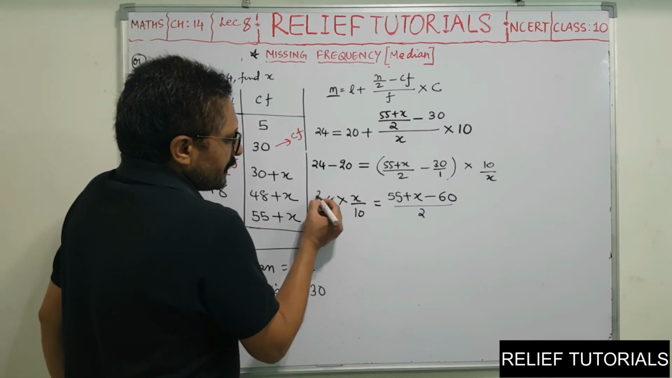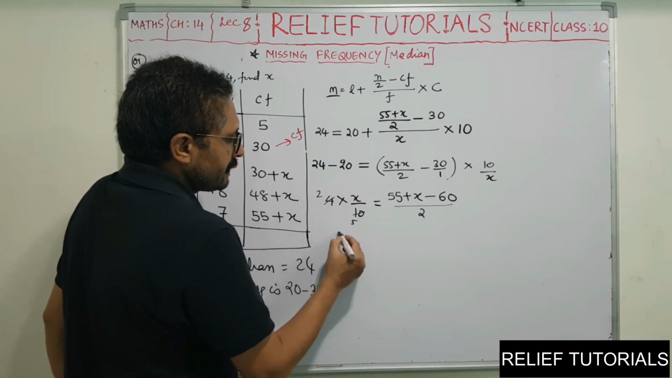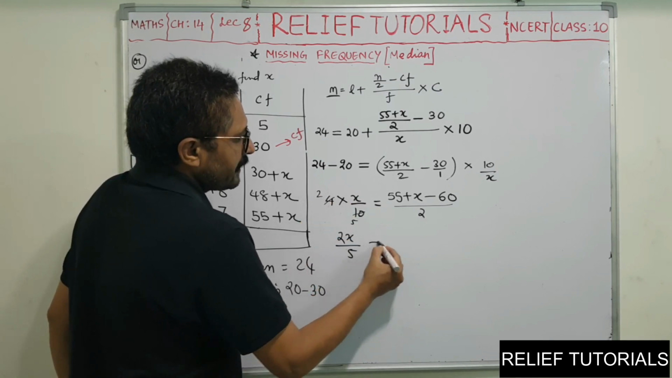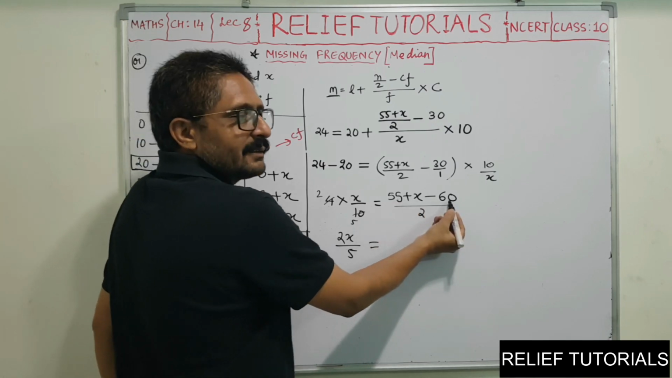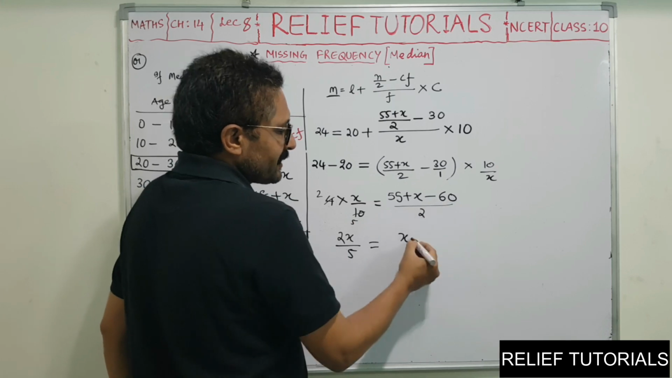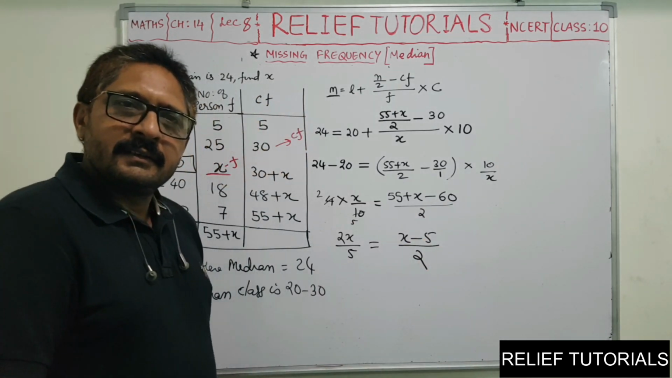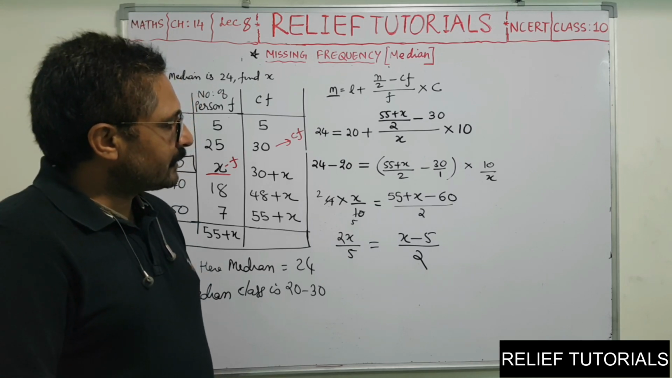Now these 2's are, this 5's are. So what you will get? 2 into x, 2x upon 5. Here see, these 2 are like terms. 55 minus 60, here x as it is. 55 minus 60 is minus 5 upon 2. Any doubt? Now nothing you have to do.